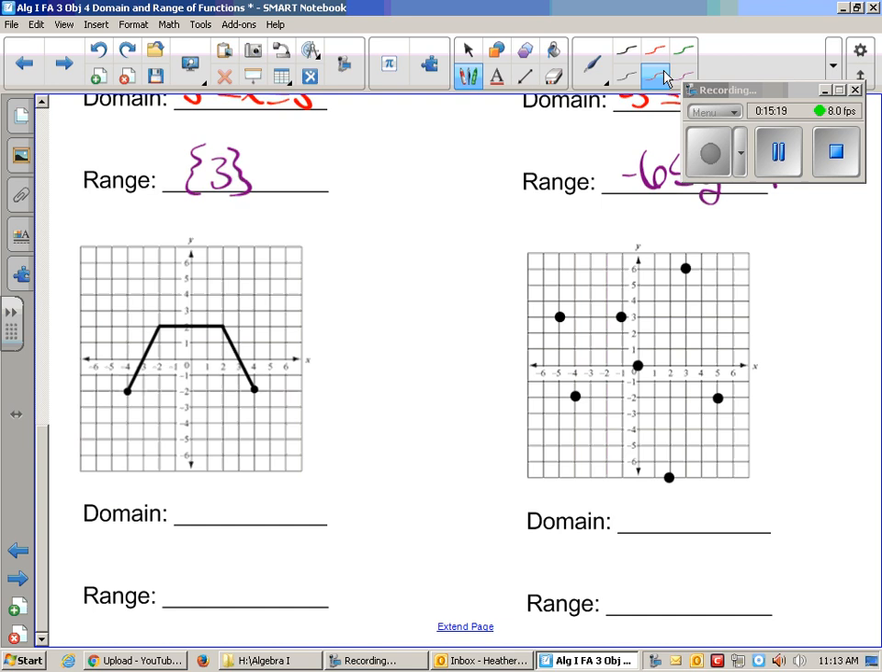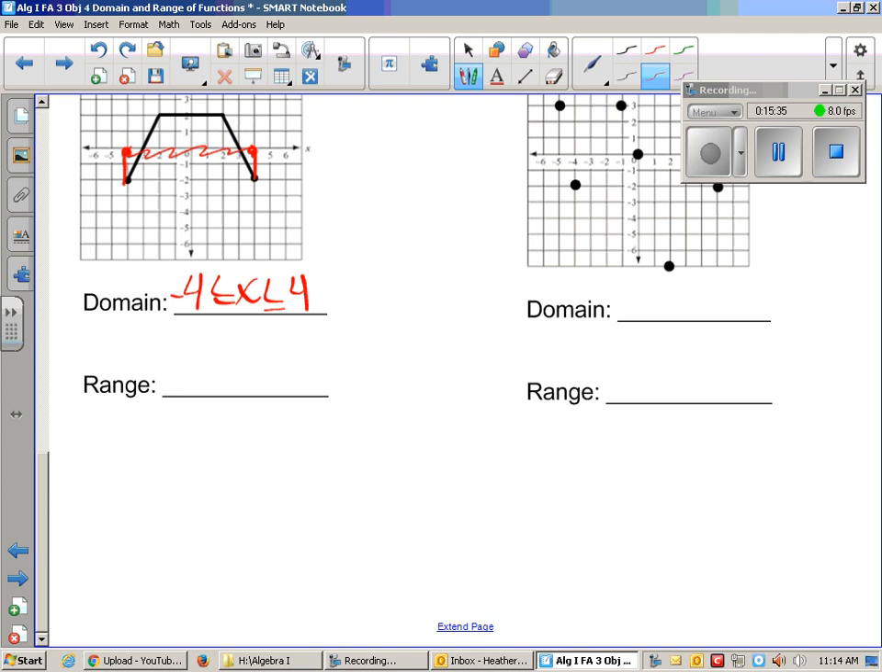So let's do this one. Left side of the graph goes to -4, right side of the graph goes to +4. So that's my domain. Both closed circles, so both have the equal to.